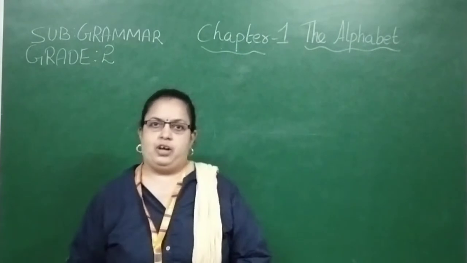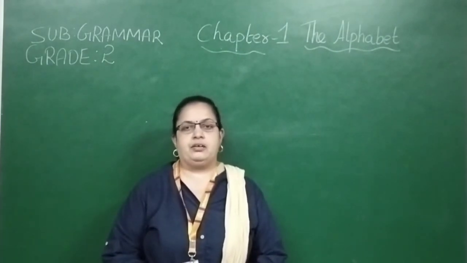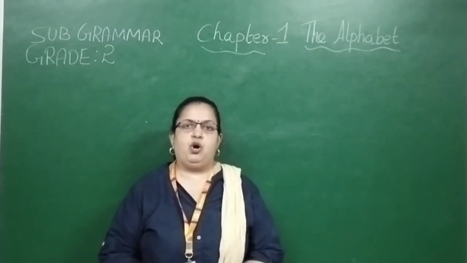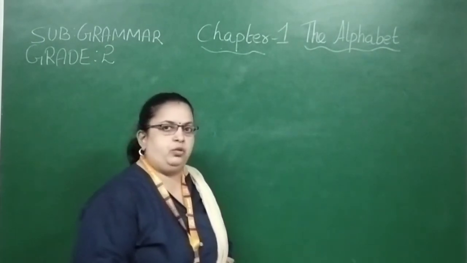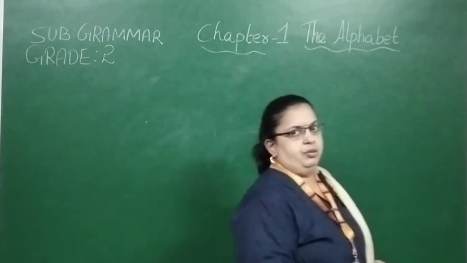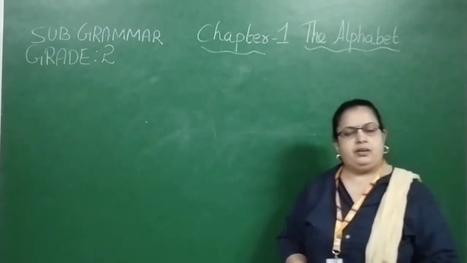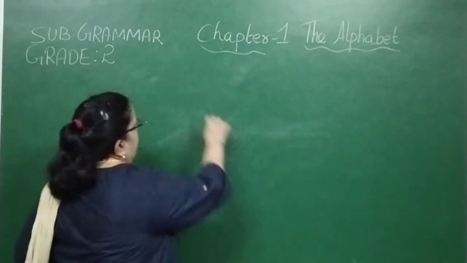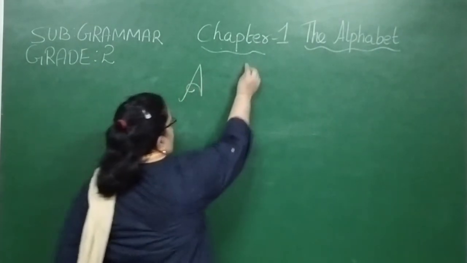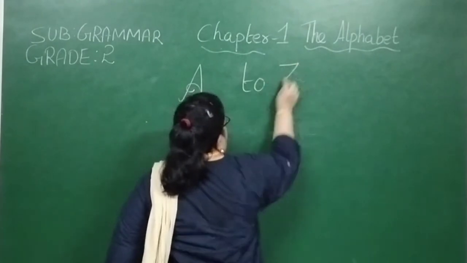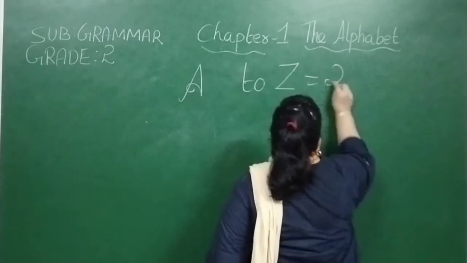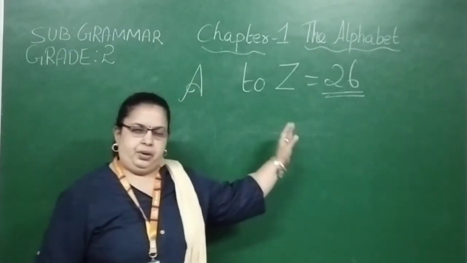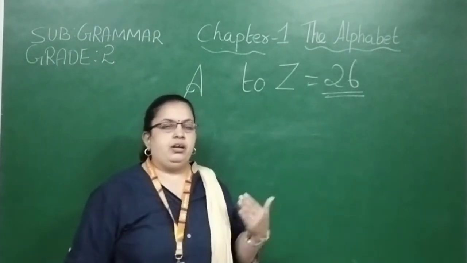The first chapter of this subject is about the alphabets. I hope you would know how many alphabets are there. Okay, so now tell me how many alphabets are there. Yes, you are right. There are 26 alphabets, from A to Z. How many are there? 26. Right? Out of these 26, how many vowels are there?